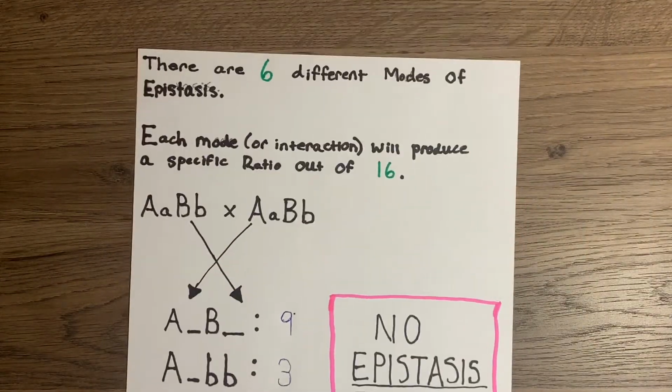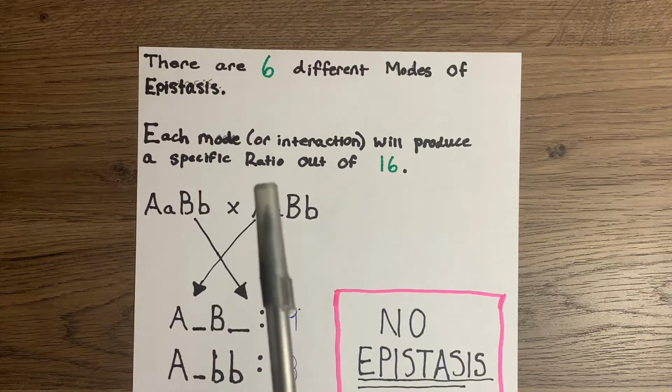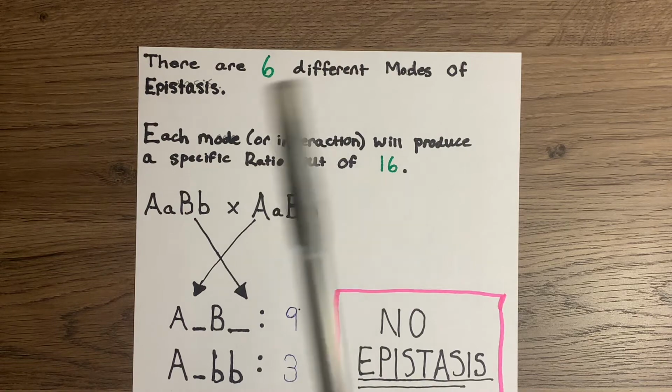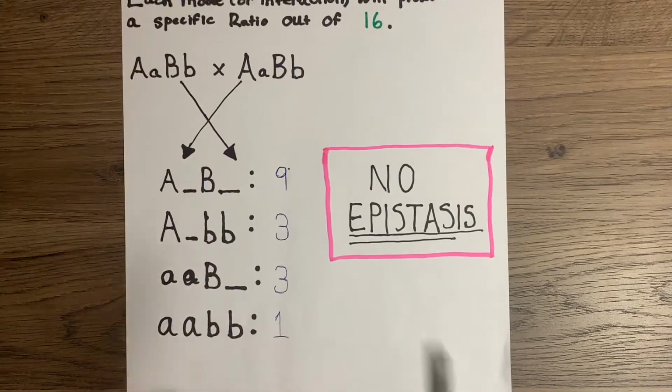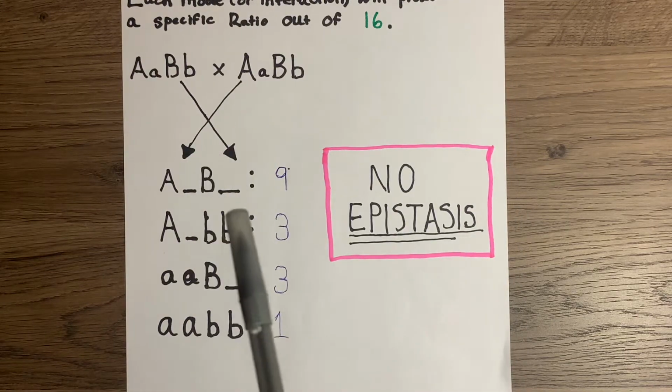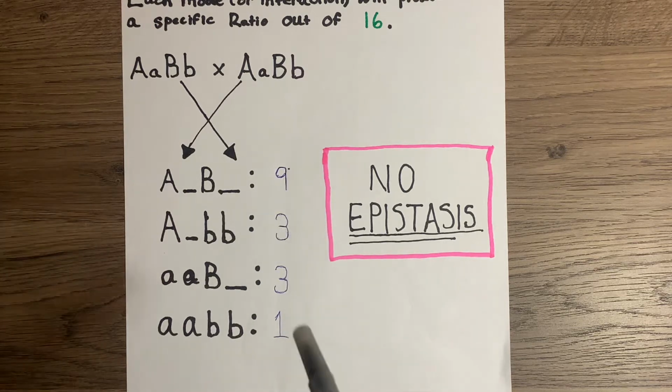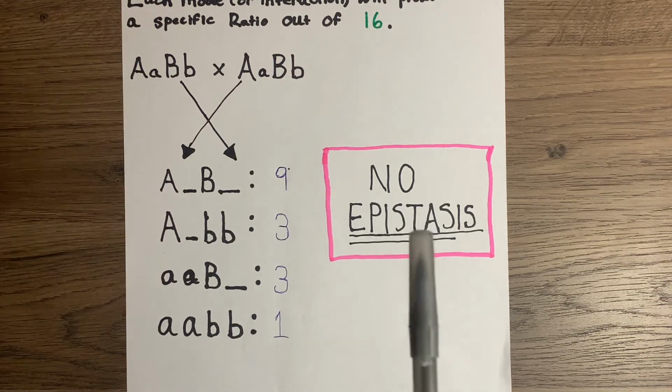So there are 6 different modes of epistasis, and each mode or interaction will produce a specific ratio out of 16. So this will make sense in a second. So if you do a dihybrid cross of these two heterozygote individuals, you're going to get these genotypes every time in this given ratio. Notice how they all add up to 16. And so this is when no epistasis is present.